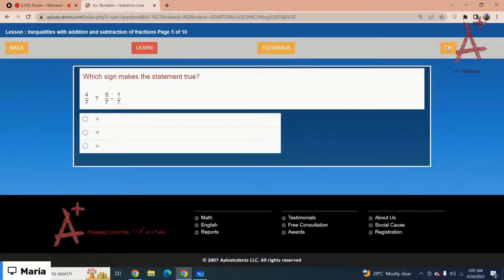The next one is 4 over 7, and you have to compare it to 5 over 7 minus 1 over 7. On the left hand side, they have the same denominator. You simply have to subtract their numerators. So 5 minus 1 is 4 over 7. So 4 over 7 is equal to 4 over 7. So the correct option is equal.